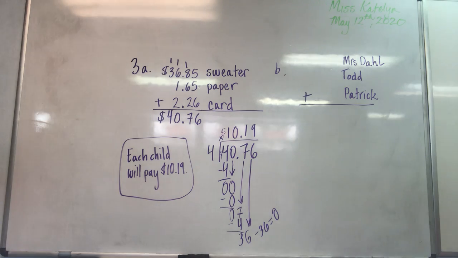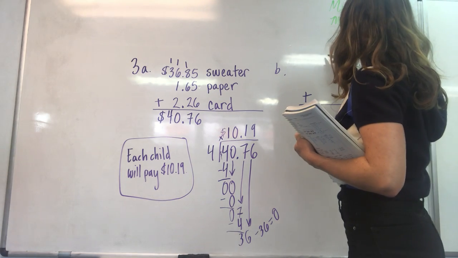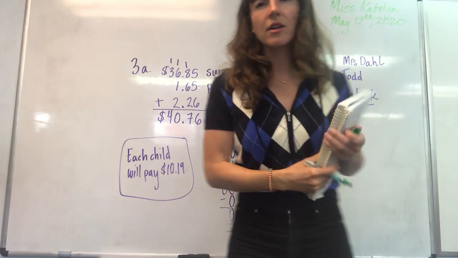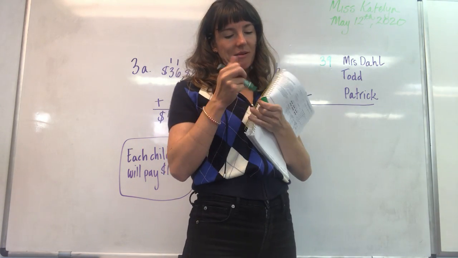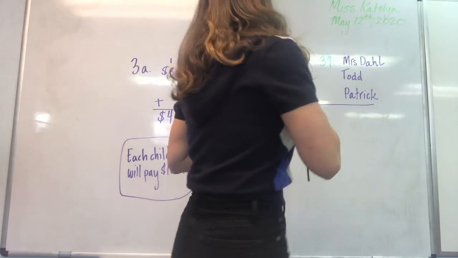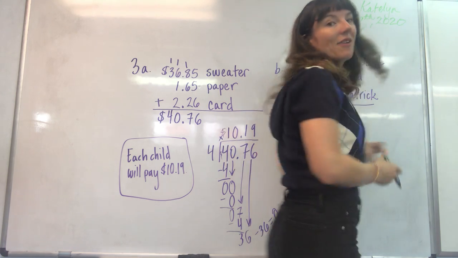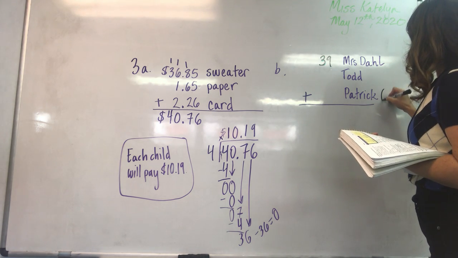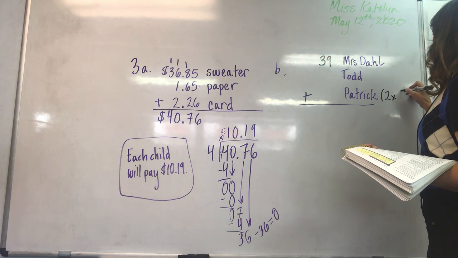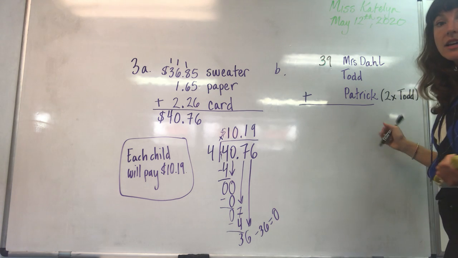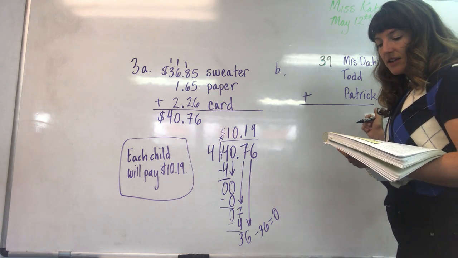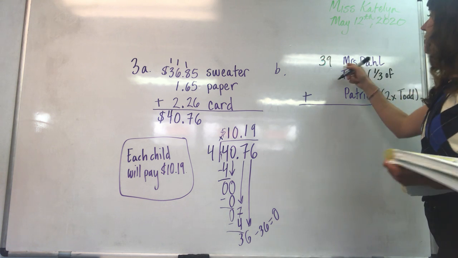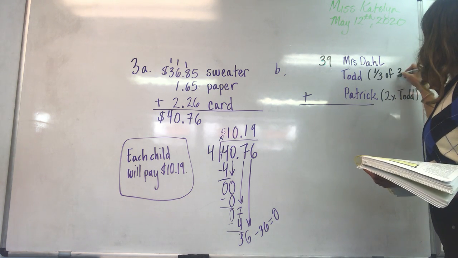Let me get a green. Mrs. Dahl picked up 39 marbles. Well, we can put that on the left of her name right away. Okay? That says 39. All right, I'll get my black. Meow. All right, 39. Now, it says Patrick picked up twice as many as Todd. Okay. Twice as many means 2 times, and we don't know how much Todd has done, so I just write Todd. 2 times Todd. And then Todd picked up 1/3 of Mrs. Dahl. 1/3 of, and we know that Mrs. Dahl has done 39. So now we have our first equation.